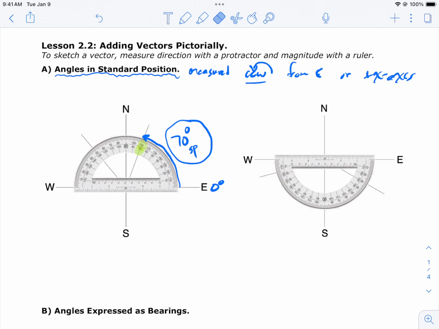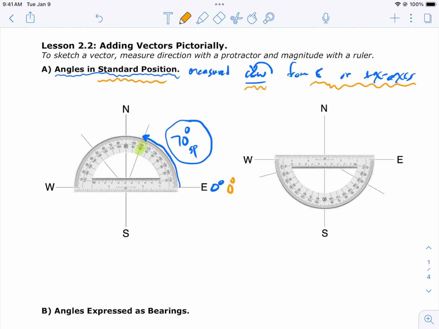So I hope you're grooving on that pretty good. What about this one? What's the angle in standard position? Well, maybe I have to get a different color, huh? In standard position, again, this is always the case. Standard position is measured counterclockwise from east, or in other words, the positive x-axis. This is 0 degrees. I don't care where you're going to end up. You're going to start there, due east or the positive x-axis, and then you're going to rotate counterclockwise.